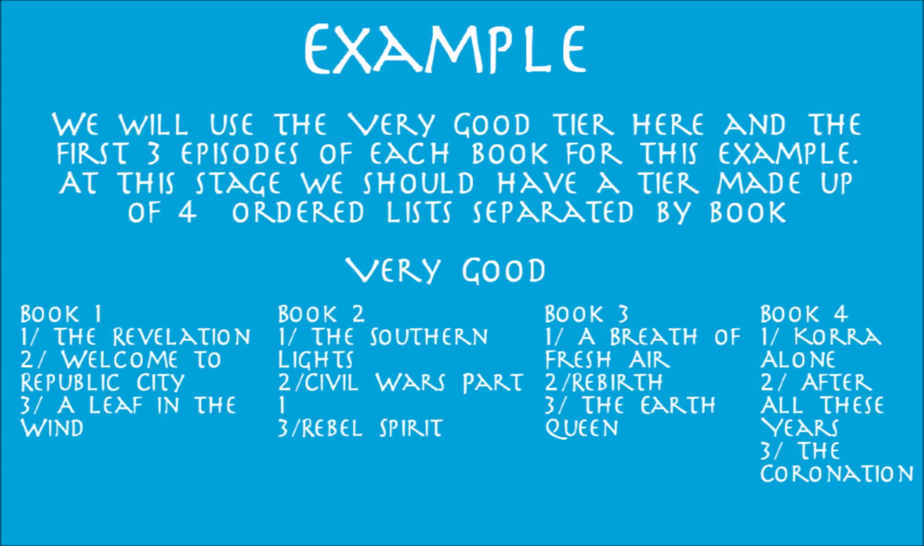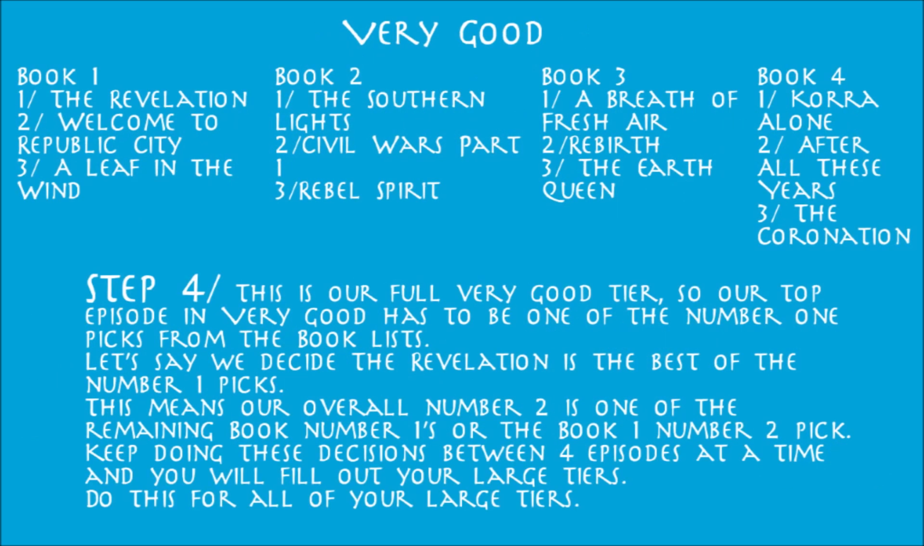So you're then left with an overall tier of 12 separated into 4 lists that are just 3 long. The next step is that, because we have these lists, it allows us to do this specific analysis to determine what the full list is, and that, okay, we have 4 number 1 picks. That means our favorite very good episode has to be one of those number 1 picks.